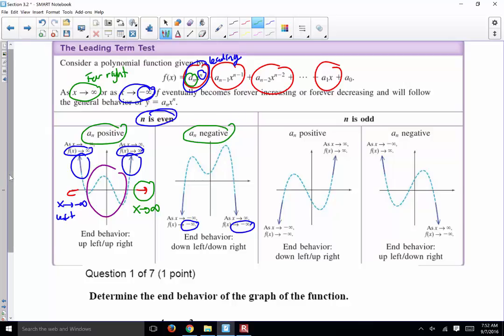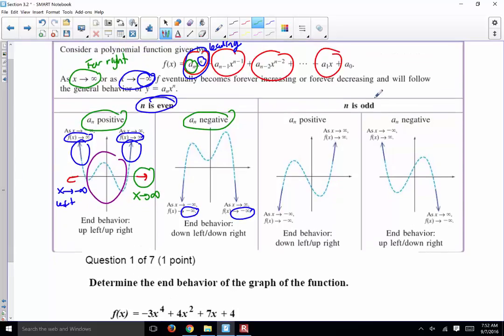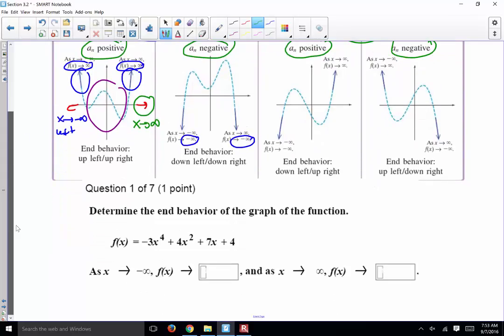And when it's the odd case, you have left side going down, right side going up if the number in front is positive, left up, right down if the number in front is negative. Okay, so this is how we start.